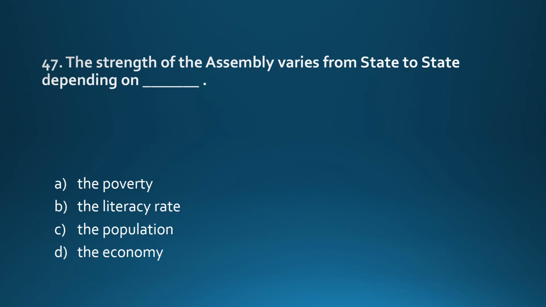Question number 47. The strength of the assembly varies from state to state depending on dash. Option A the poverty. Option B the literacy rate. Option C the population. Option D the economy. Correct answer is option C the population.